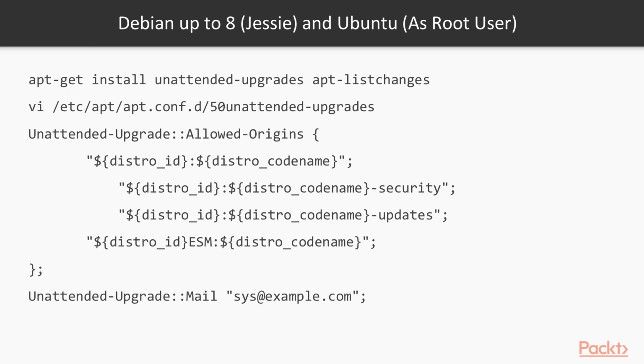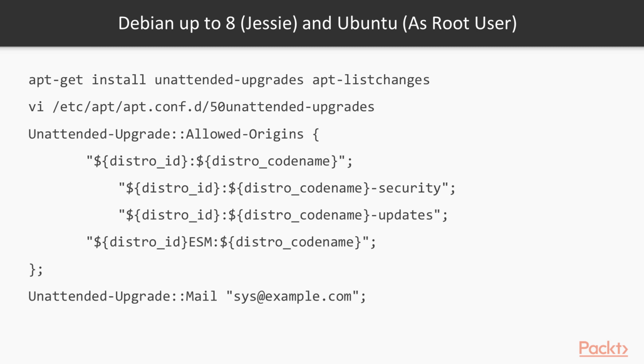And that is the /etc/apt/apt.conf.d/50unattended-upgrades file. And the lines should look like these I'm showing you here. Unattended-Upgrade::Allowed-Origins, the following 4 lines, and some further lines down, an entry Unattended-Upgrade::Mail. There you have to put your email address.